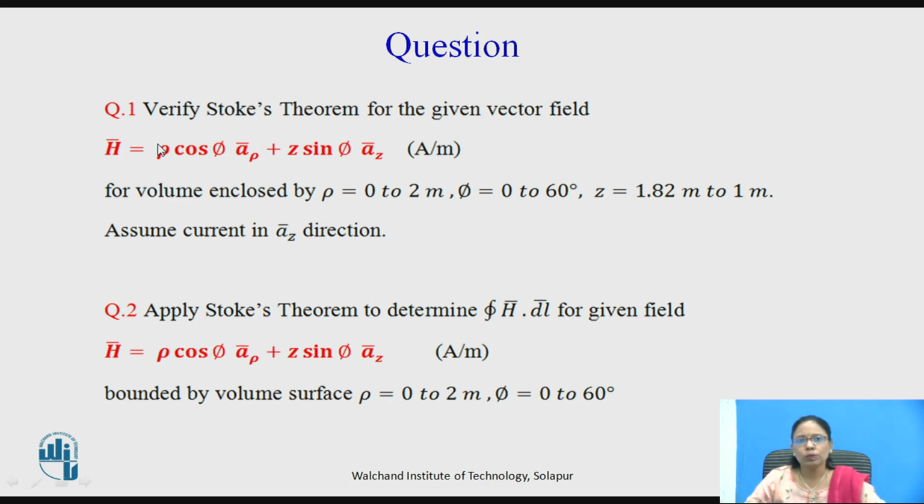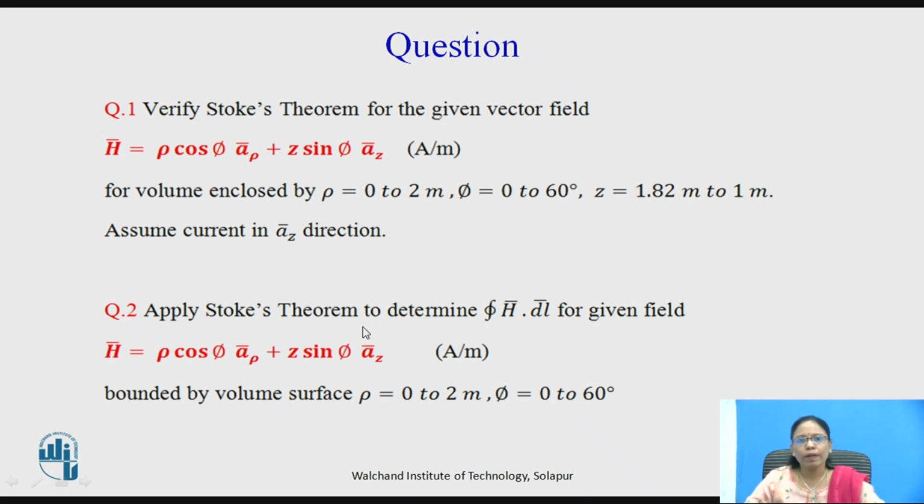Now we are trying to solve a problem on the Stokes theorem. The question is: verify the Stokes theorem for a given vector field H, which is equal to rho cos phi a rho plus z sin phi a z, in amperes per meter, for the volume enclosed by rho equal to 0 to 2 meter, phi 0 to 60 degrees, and z from 1.82 to 1 meter. Here they have specified that the current is flowing in the positive a z direction. This is one question.